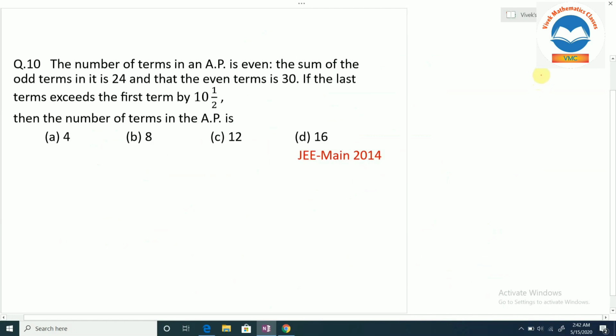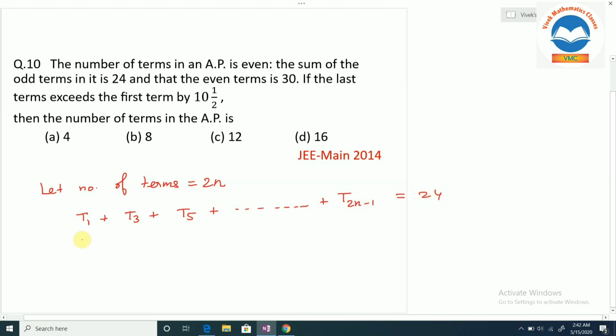The number of terms in the AP is even. They are saying the number of terms is even, so we will assume the number of terms is 2n, because they are saying even. The sum of odd terms is 24. Odd terms means T1 plus T3 plus T5, and the last one will be T2n minus 1. This value will be equal to 24.